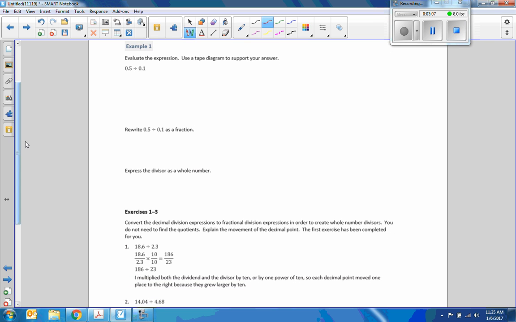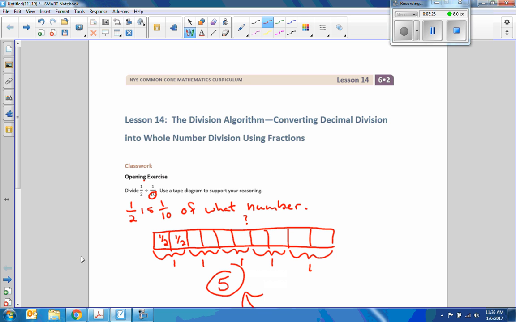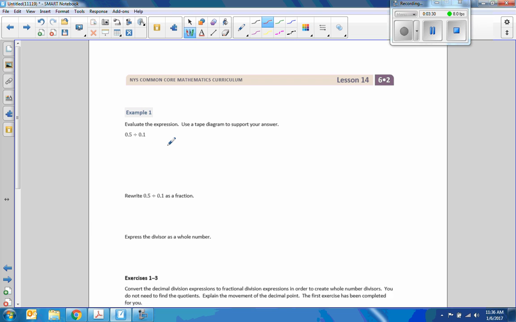Okay? All right, example 1. This says to evaluate the expression, use a tape diagram to support your answer. We've already done the tape diagram. 0.5 is a half. 0.1 is 1/10. I'm not going to do another tape diagram. I will just do this problem. You want to see a tape diagram? It is right here. It is the same tape diagram, just with decimals now instead of fractions.